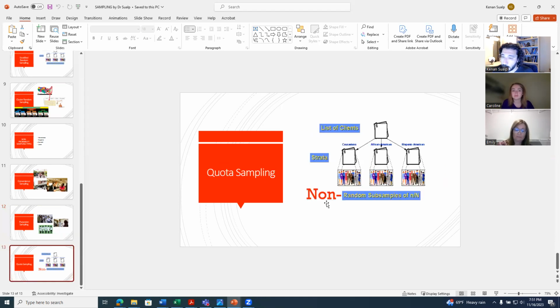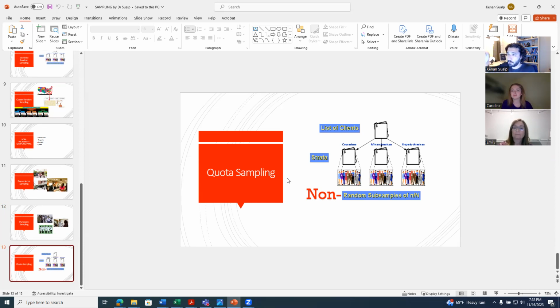The last type is quota sampling. Quota is very similar to stratified, with only one difference, which is that in quota, you're not using a random sampling strategy. You are not choosing randomly from the box. If race is my strata, I'm not randomly choosing from the white box into my sample. What I'm doing is going to the library and asking people, are you white? Yes. Okay, I'm going to ask you these questions.